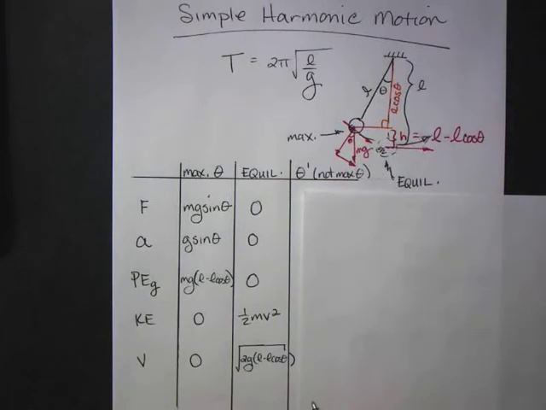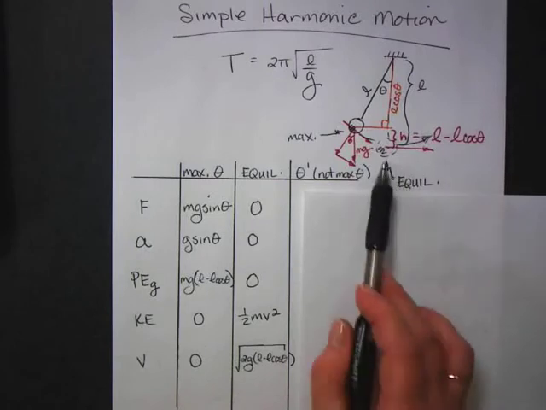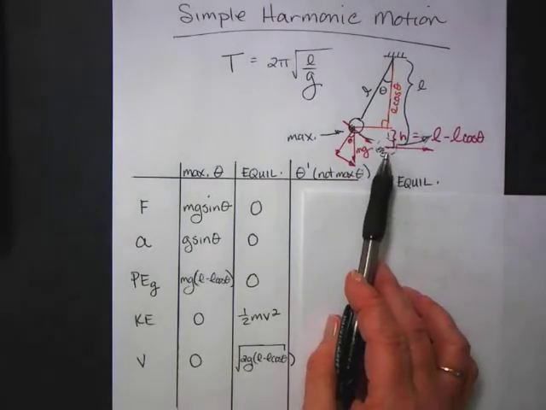So this equation right here was what we were finishing up in the last segment: the square root of 2g times (L minus L cosine theta). That's how you figure out the velocity if you are at the bottom of the swing, the equilibrium position.